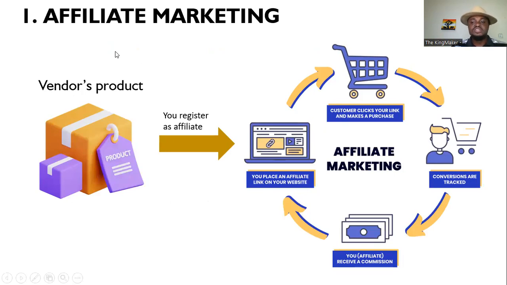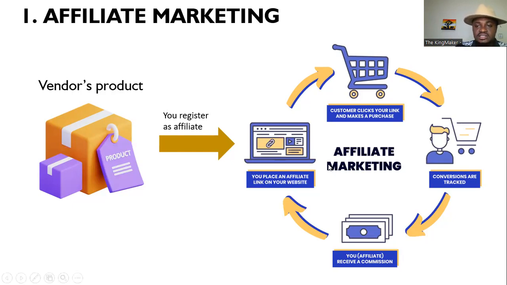So affiliate marketing is basically you have a vendor who has created a product, and you come and register as an affiliate with that vendor. And what you tell that vendor is that I can promote your product. I have ways to promote. I have a platform. I have anywhere that I can promote your product. I'll come and promote your product and you pay me a commission. Okay. That's basically how it works. And you pay me a commission for promoting your product.